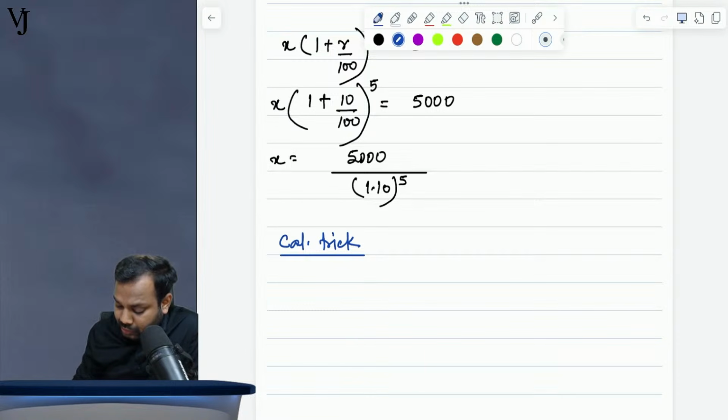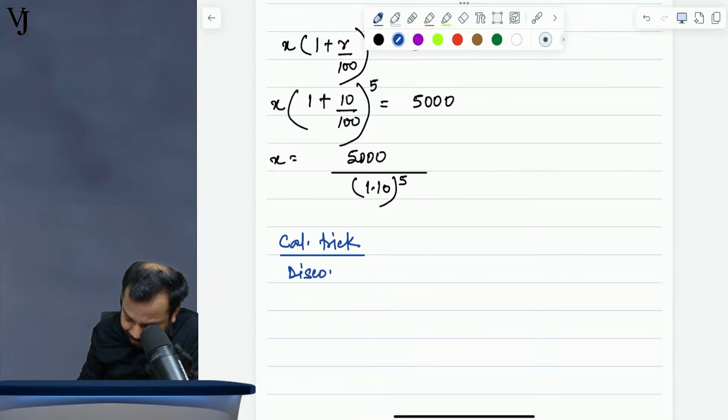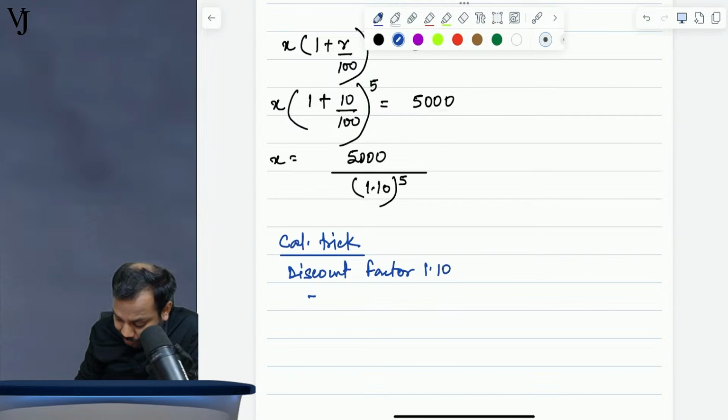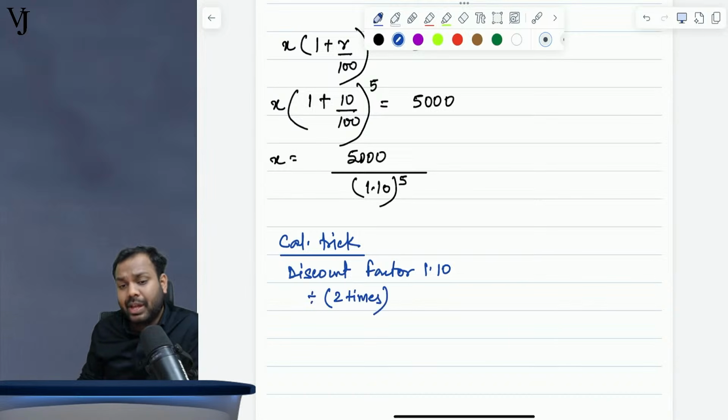Okay. So this is called as discount factor. Discount factor 1.10. Then press divided 2 times. Always press divided 2 times. And then press equals to n times.